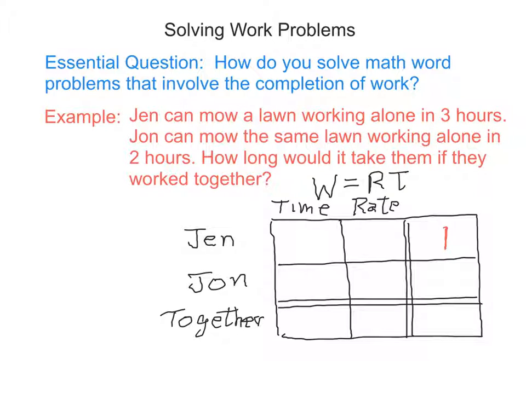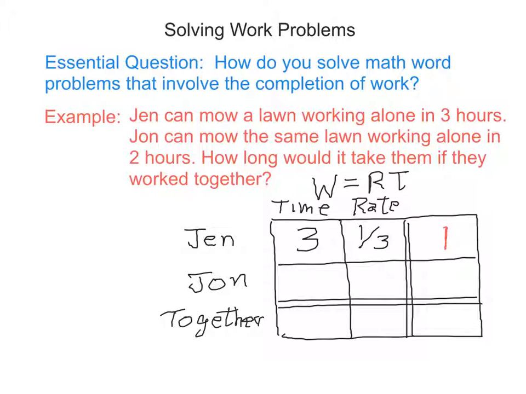All right, let's fill these in. The first row, Jen. Jen can mow a lawn working alone in 3 hours, so her time is 3 hours. Okay, so what's her rate? Her rate is she completes 1/3 of the mowing per hour. So her rate is 1/3. That's the amount of completion per hour. And then, of course, when we multiply these two, we simply get 1, which means the job is complete.